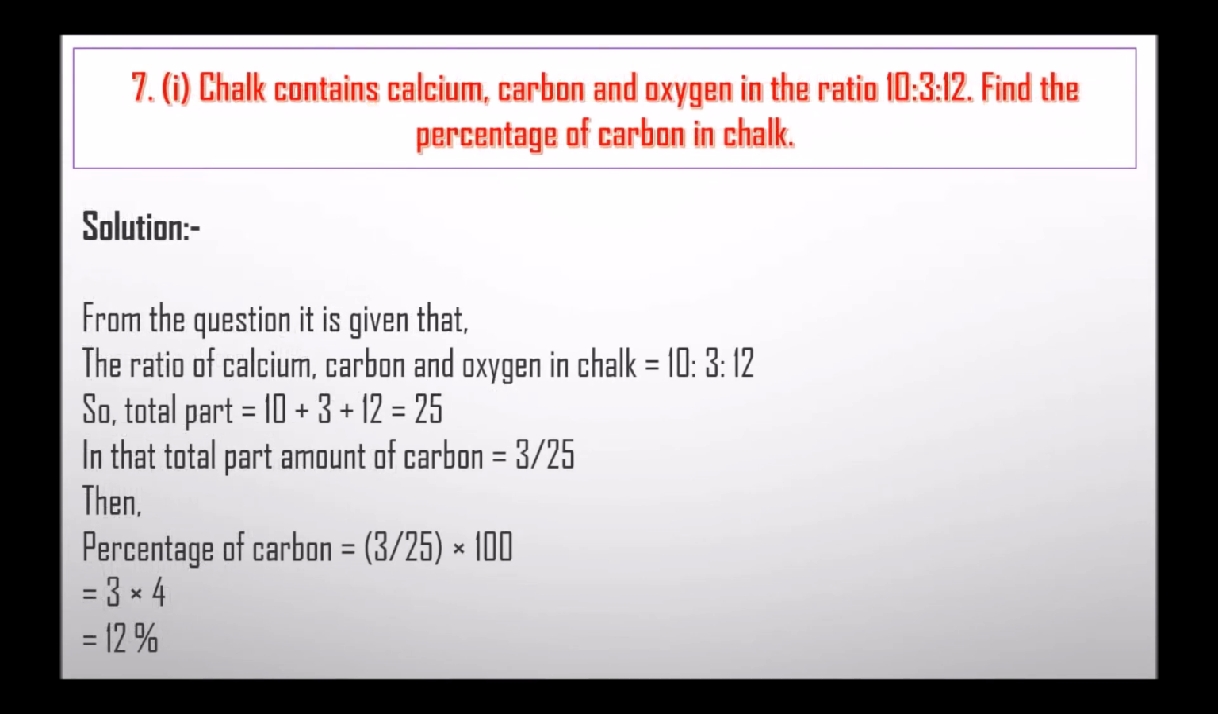Next, seventh question. Chalk contains calcium, carbon and oxygen in the ratio of 10:3:12. Find the percentage of carbon in chalk. So the ratio of calcium, carbon and oxygen in chalk is 10:3:12. The total part is 10 plus 3 plus 12, that is 25. In that total part, amount of carbon equals 3 upon 25. Then percentage of carbon equals 3 upon 25 into 100. So 3 into 4, that is 12%.